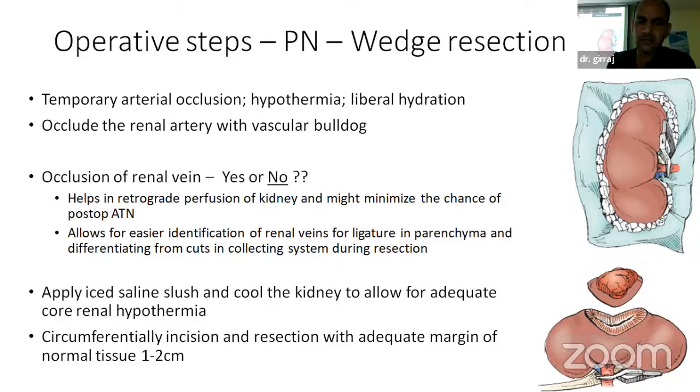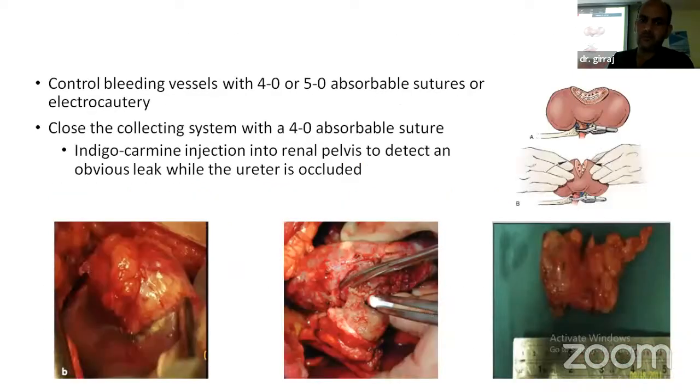Circumferential incision and resection with an adequate margin of 5 to 10 mm. Control the bleeding vessel with a 4-0 or 5-0 suture or with electrocautery, and close the collecting system with a 4-0 or 5-0 absorbable suture.